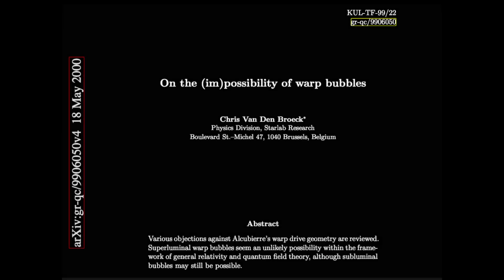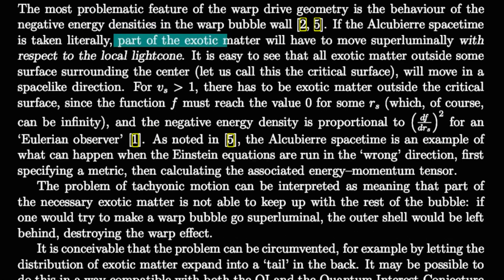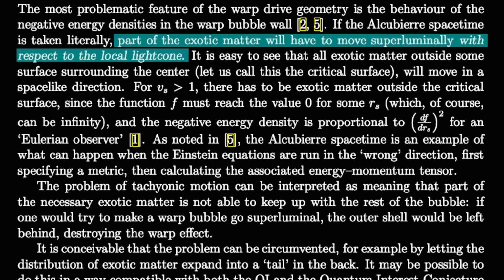This conclusion was also supported later by Chris van der Burg, who clarified that at least some of the exotic matter must be moving faster than light. The problem is that in order to cause the required warping around this inner protected region of flat space-time, some of the exotic matter must necessarily be outside of that inner region, and all matter outside of that inner region must move slower than the speed of light.